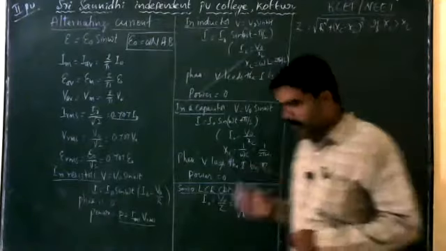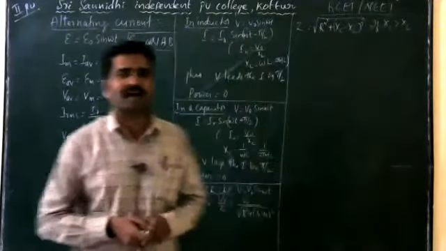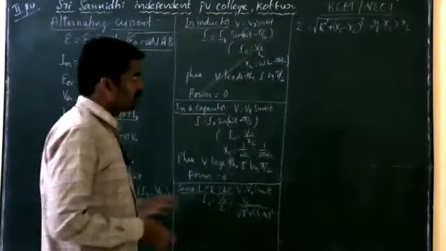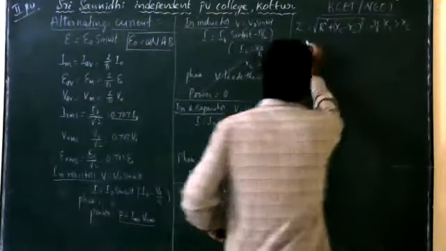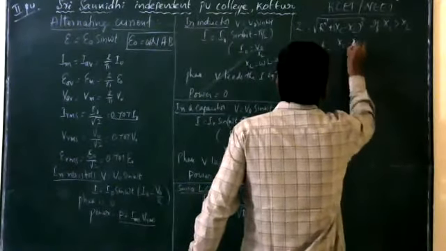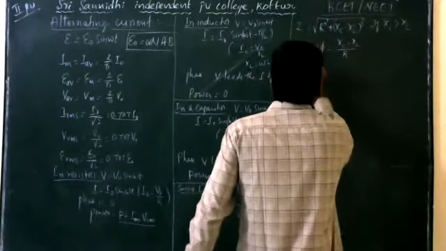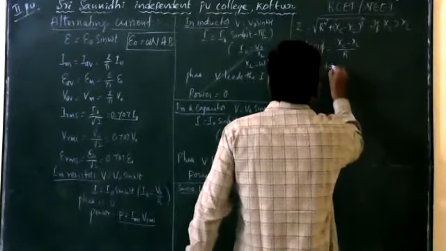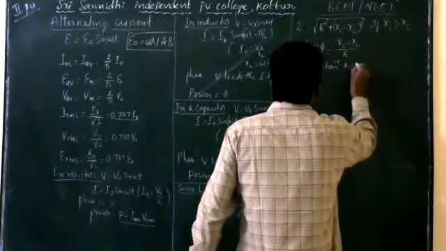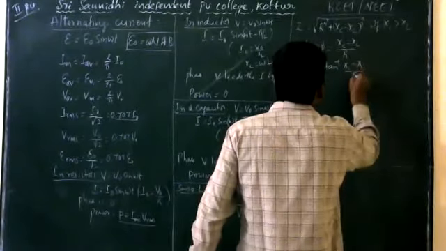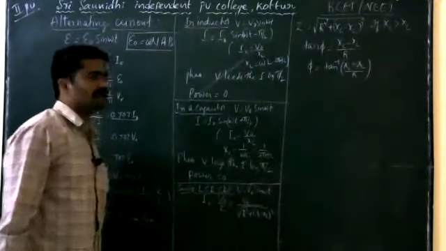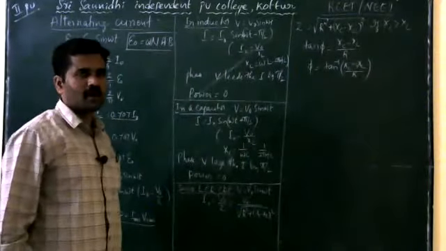Yes, it can also be proved in a phasor diagram. The phasor diagram gives the proof by using all the phases. So in that, the phase angle: tan phi is equal to XC minus XL divided by R. Phase phi is equal to tan inverse of XC minus XL divided by R.